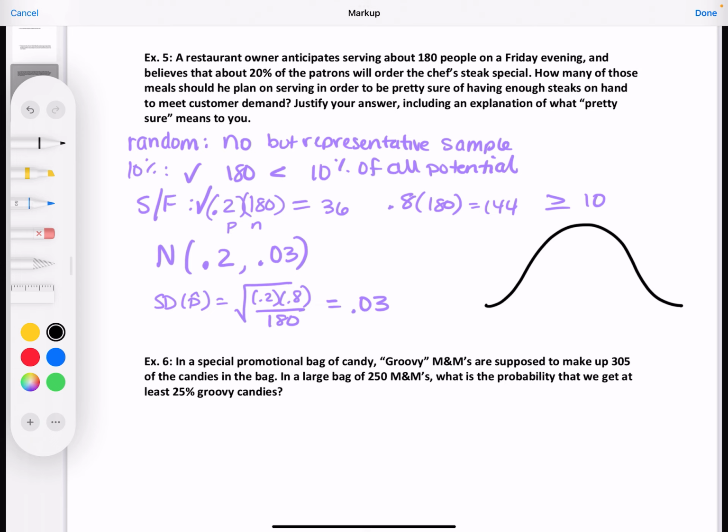All right, so the mean was 0.2. I'm only looking at how many he needs to make on the high end, so I only need to look at the right side. Adding 0.03, 0.23. Then adding another one, 0.26, and then a third, 0.29, adding literally 0.03 each time.